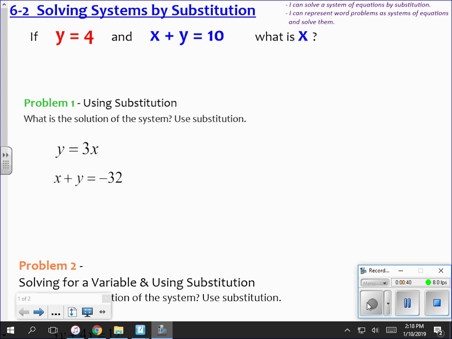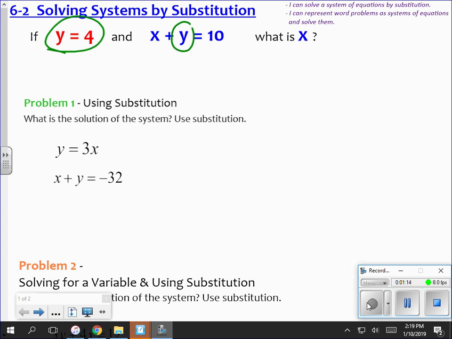Okay. So the first example, right up on top, if y equals 4 and x plus y equals 10, what is x? This is a simple problem to solve from a substitution standpoint. I already have one answer. One of my answers, y equals 4. Now I got to figure out what x is to go with it. And this is where substitution comes in. And this is as simple as substitution gets us on this first problem. Because y equals a particular numeric value. I know what y is.